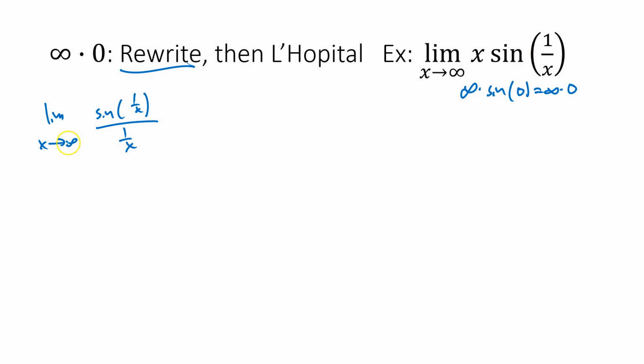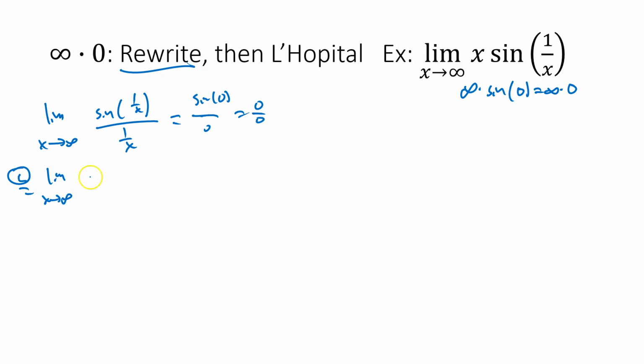The reason we do this is that now if we plug in infinity, on the top we have sine of 0, because 1 over infinity will be approaching 0. And then at the bottom we have 0. So that's 0 over 0. So now we can use L'Hopital's rule. The whole reason we rewrite it is so it's in one of those indeterminate forms that works for L'Hopital's rule. So you have the limit as x approaches infinity.